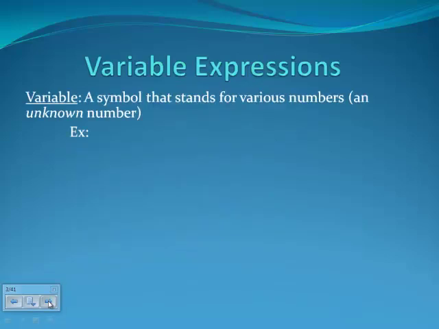Variable expressions. In order to get through this section, we need to understand some of the terminology that is going to pop up from here on out in algebra. So starting with the term variable, a variable is a symbol that stands for various numbers. Usually a variable is an unknown number that you're trying to solve for in algebra. And a variable can be represented by any type of symbol you wanted to write, but variables normally in math are lowercase letters, alphabet letters.